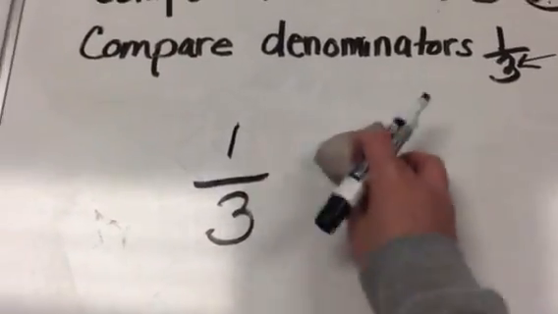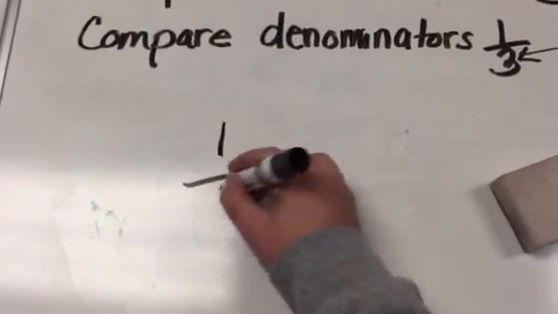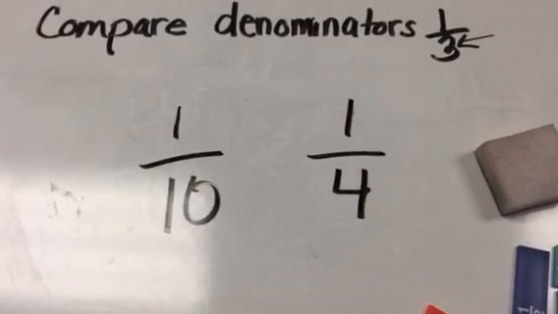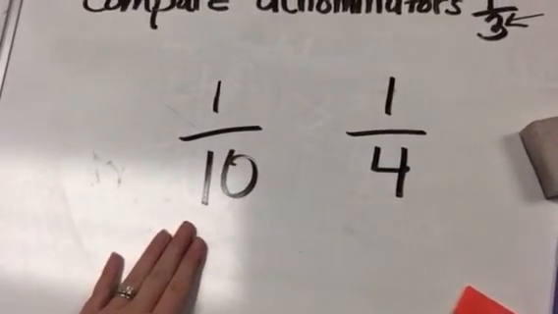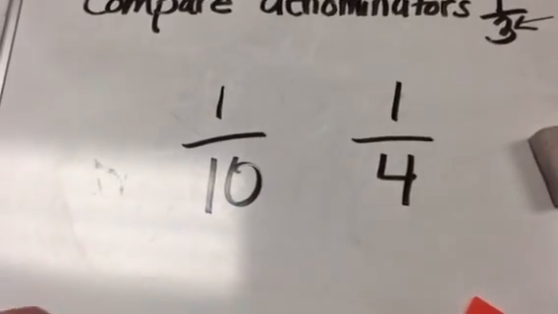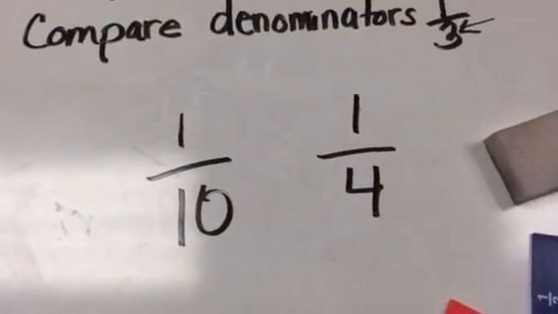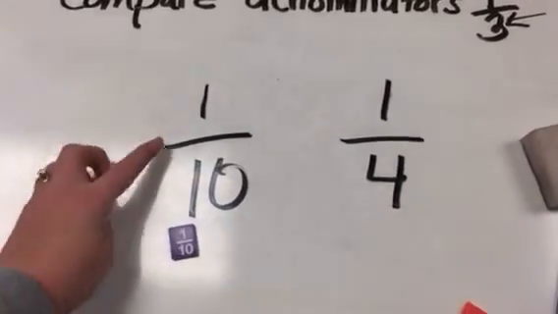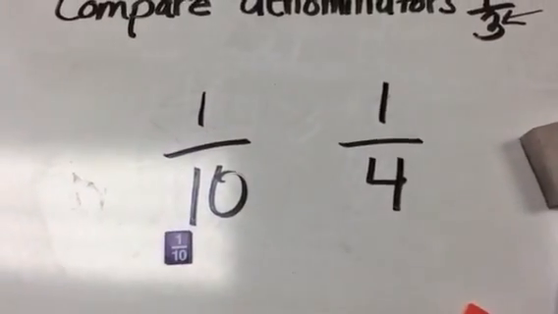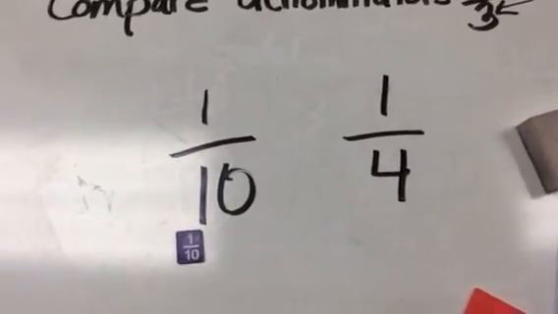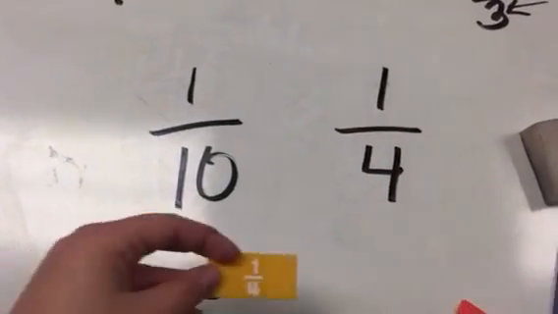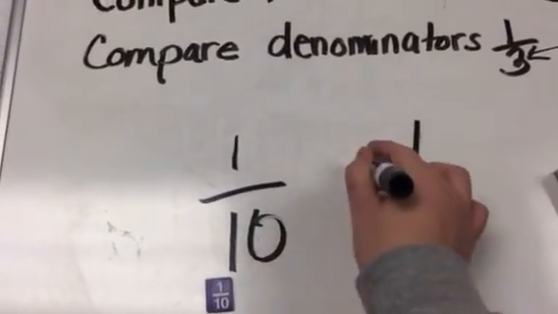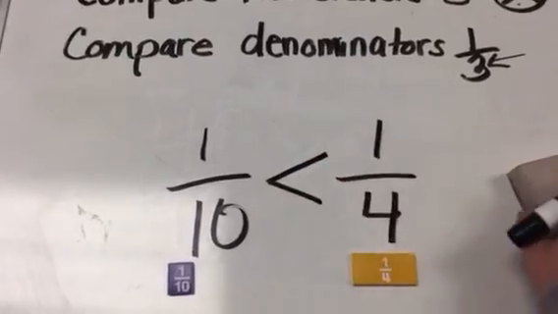Let's try another one. 1/10 and 1/4. Which one is larger? Well, think in your head what a tenth looks like. Is a tenth a very big piece or a small piece? A tenth is a small piece, right? Here's an example of a tenth. It's a small piece. I only get one of those tenths, so this is all I get. What about a fourth? Visualize a fourth in your head. Is it big or small? Okay, here's what a fourth looks like. So what's larger, a tenth or a fourth? A fourth is larger, so 1/10 is less than 1/4 with my open side to the big fraction.